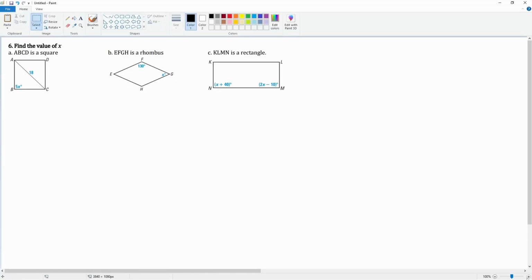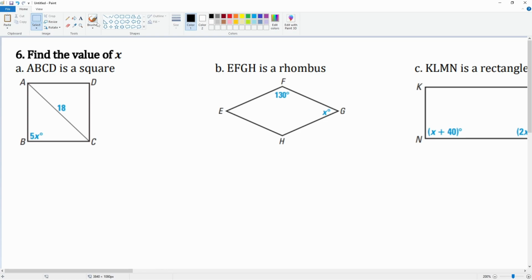Here we have number 6. We are saying that ABC is a square, so we're going to find the value of x. Notice for a square, all the angles here are going to be 90 degrees. The fact that they're 90 degrees, you are allowed to set up this equation.